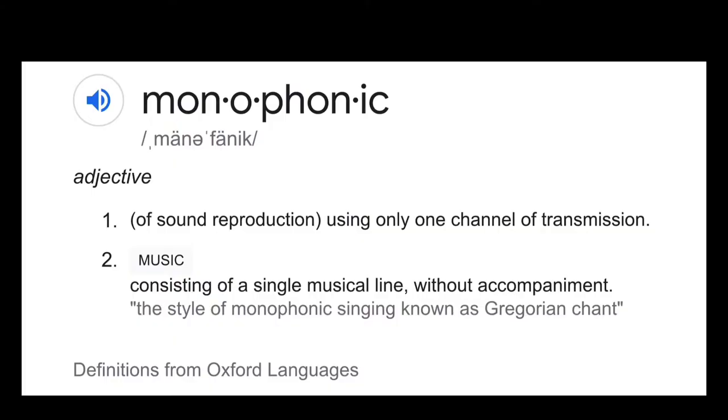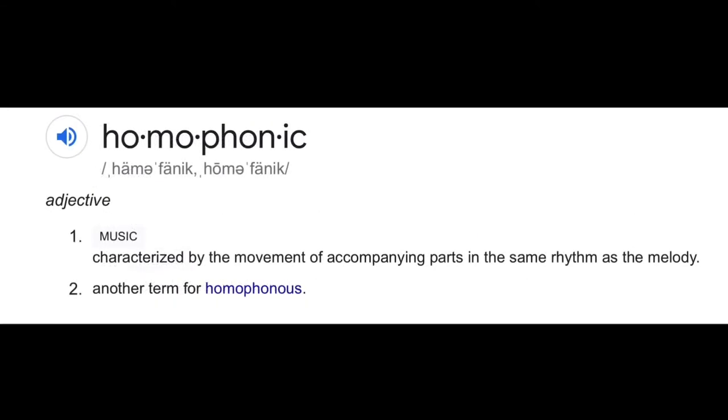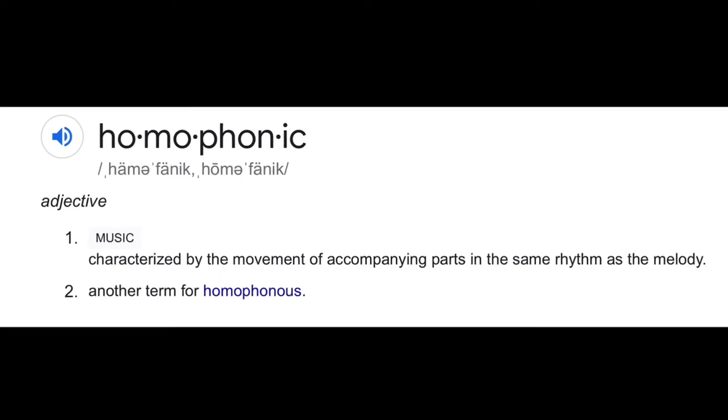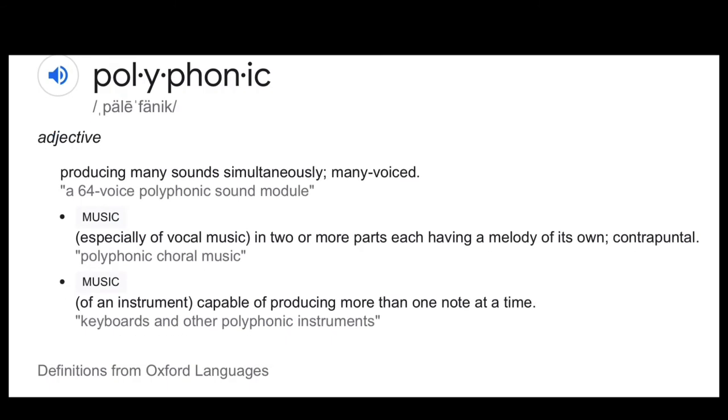In terms of texture, so far we've covered monophonic, meaning mono, one, phonic sound. We've learned about homophonic, meaning the same and sound. This means there's one melody and everything else supports the melody either in the same rhythm or sometimes in an accompanimental figure. The third type of texture we're going to learn is polyphonic. Poly meaning more than one or many, and phonic meaning sound. Here it's defined as two or more parts, each having a melody of its own.